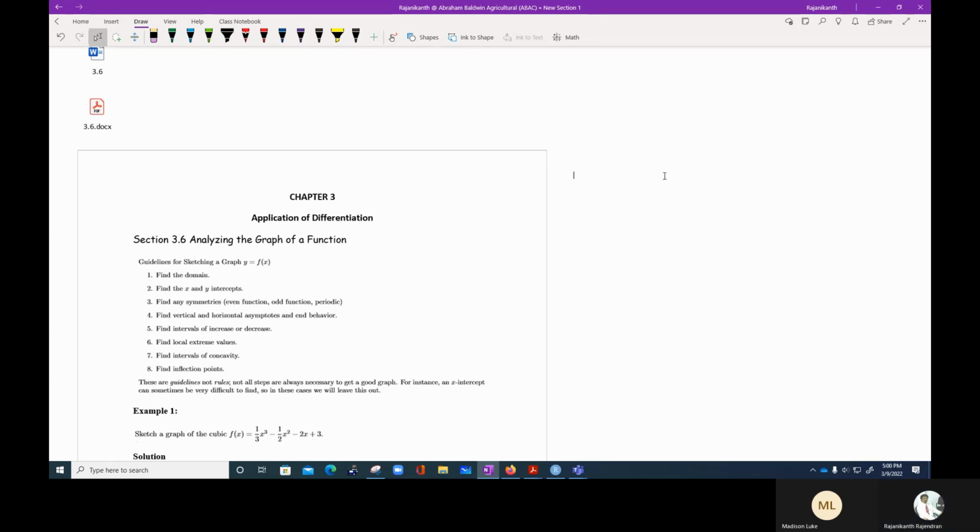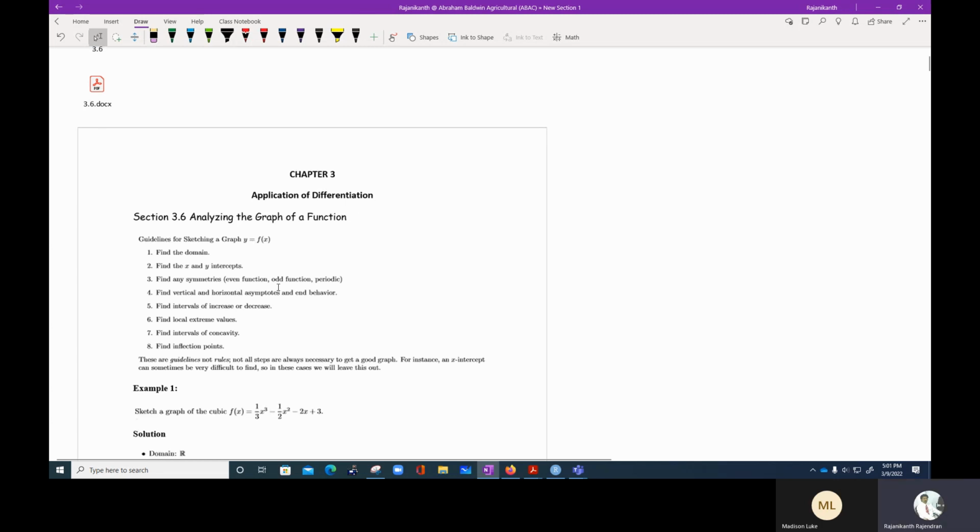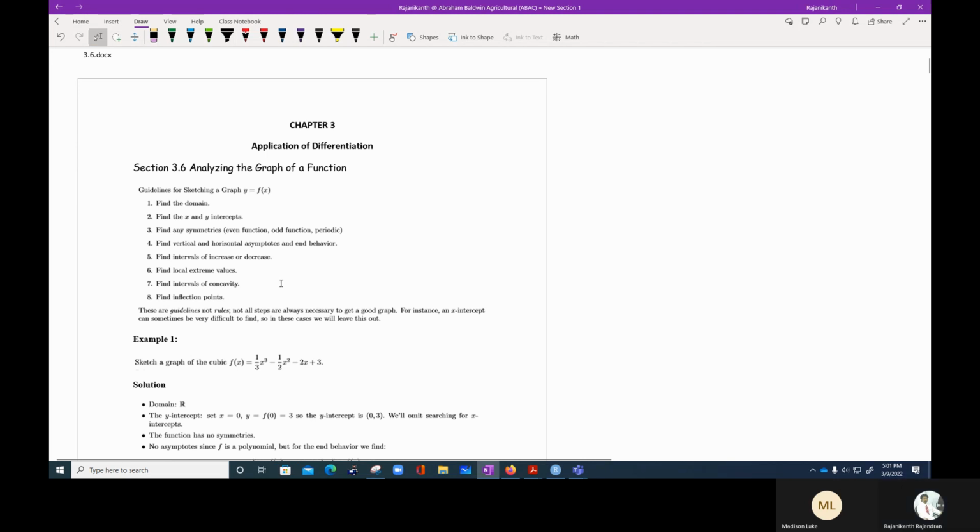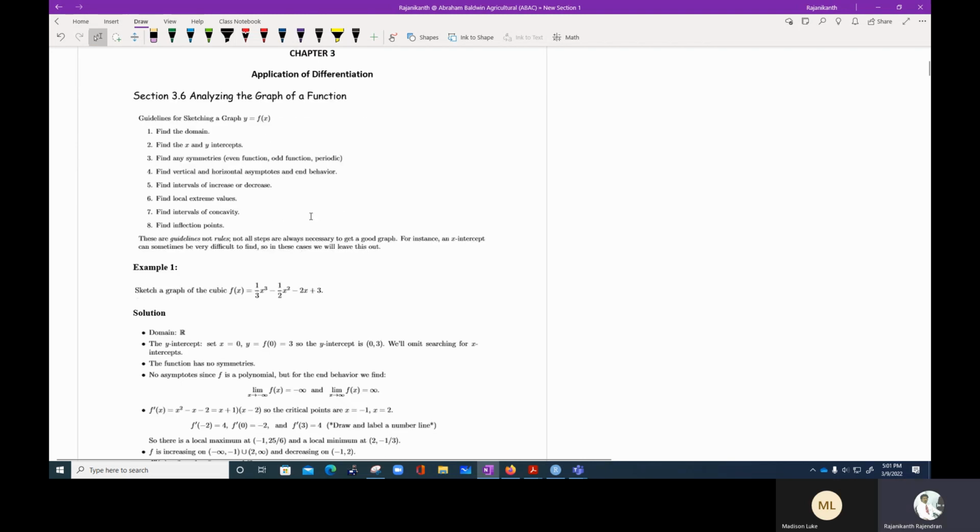So let's look at 3.6. In 3.6 here we are going to use differentiation to graph a function. You already studied graphing functions, but here we are looking into detail by using the derivatives. Okay, so we follow these 8 steps to graph the function.